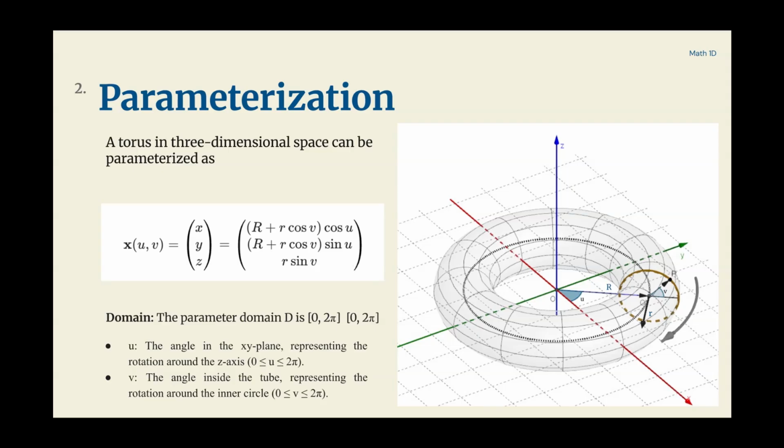Okay, so this is the parameterization of the torus. Well, this word always gets me. It's kind of hard to say, huh?